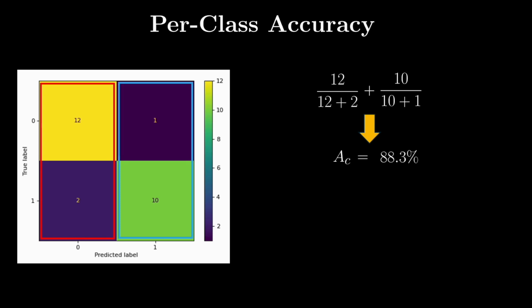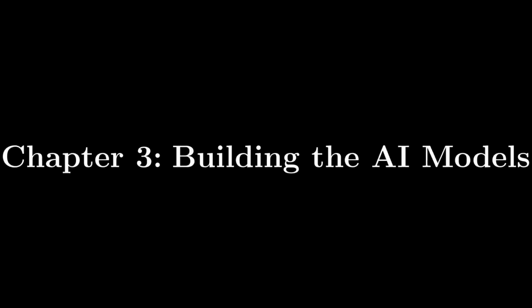This way, each class contributes equally to the accuracy, regardless of how many samples it has, making the per-class accuracy especially useful for imbalanced datasets. Now we will introduce the implementation of various machine learning architectures. The goal of this section is to simply get you familiar with the concepts behind how they work.